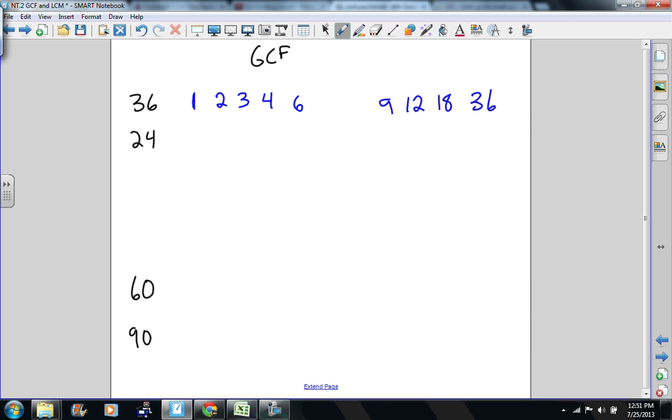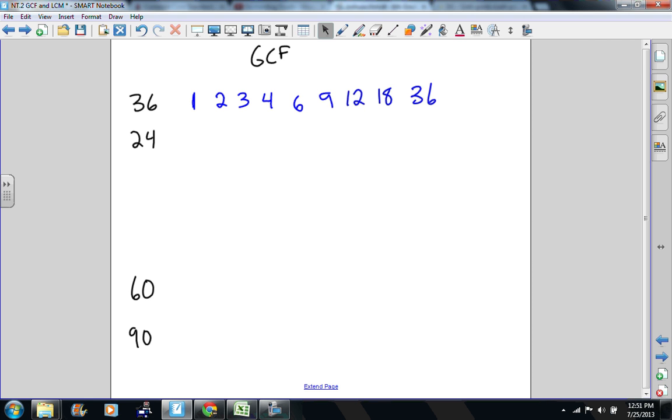So now my numbers look kind of weird, but if you wanted to, you can always group them together like that if you're on a computer. But if you're on your own, you can just write them any way you want. But that's how I like to write them. Now I have all of the factors of these numbers.